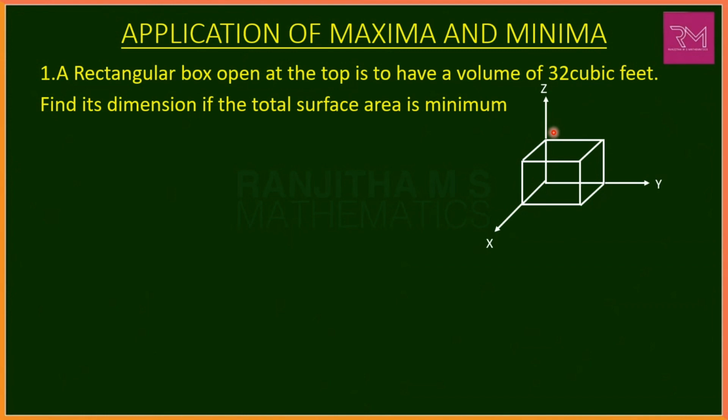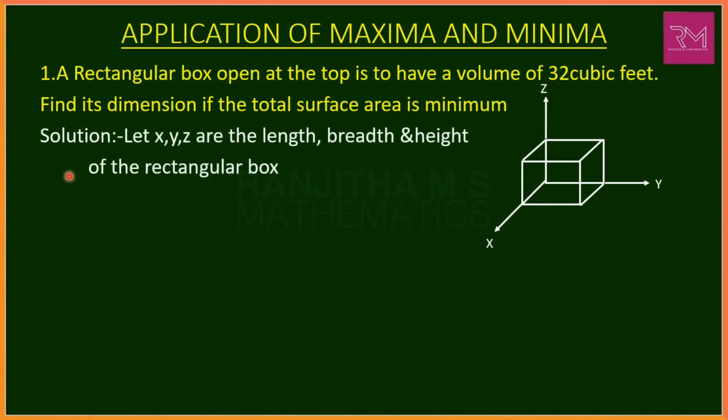Here they have mentioned the volume of the rectangular box is 32 cubic feet, with respect to some condition, that is, this rectangular box is open at the top. Here one side of the box is opened. For this we have to find the dimension if the total surface area is minimum. We have to find the dimension of this rectangular box.